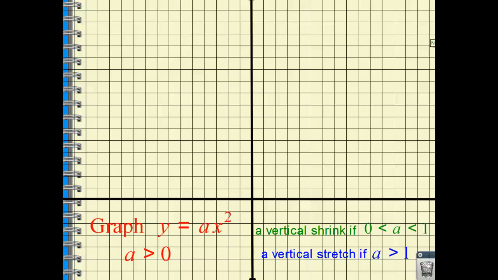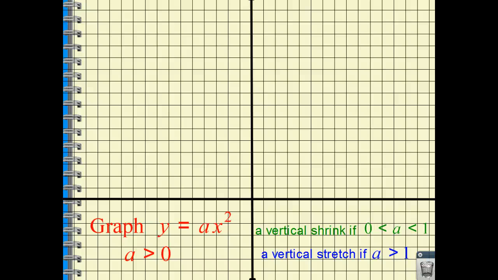All right, so the rest of our discussion is going to be manipulating that equation of y is equal to x squared. As you see on the lower left here in red, I have changed the x squared into an ax squared. So that is the coefficient. Now this coefficient can be many different types of numbers.